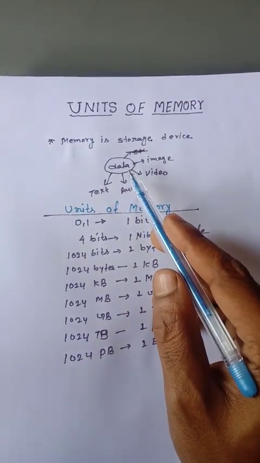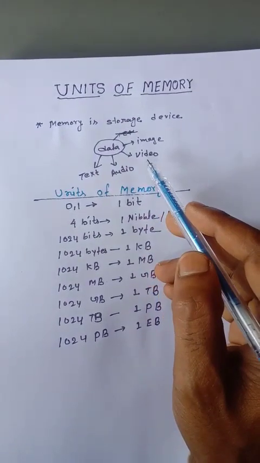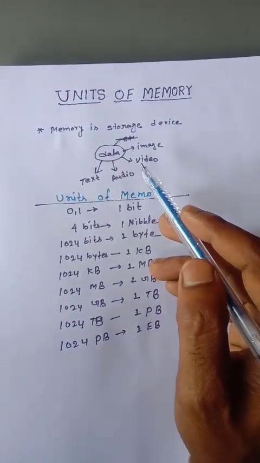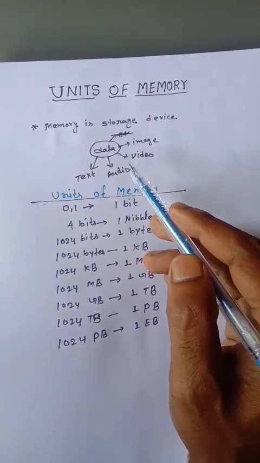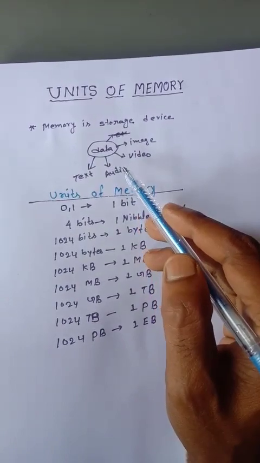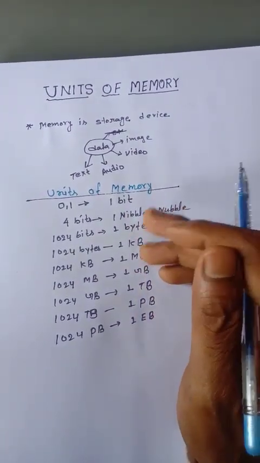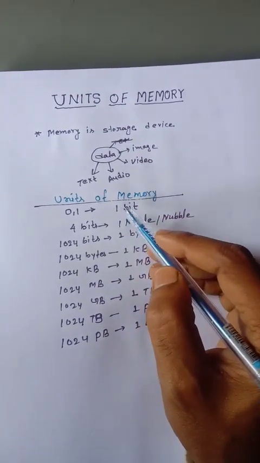Here data can be image, video, audio, text, or a combination of them. It can be a document, a ppt file, an excel file, or a combination of any of these. So this is the data. In another class we will discuss data briefly. Now come to the point.